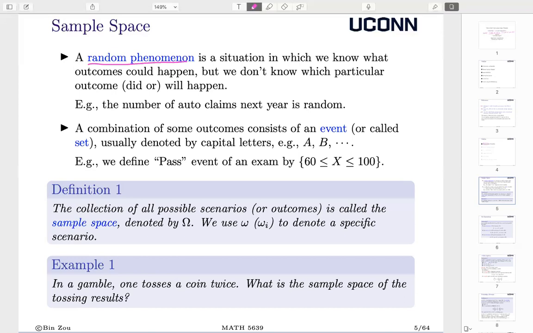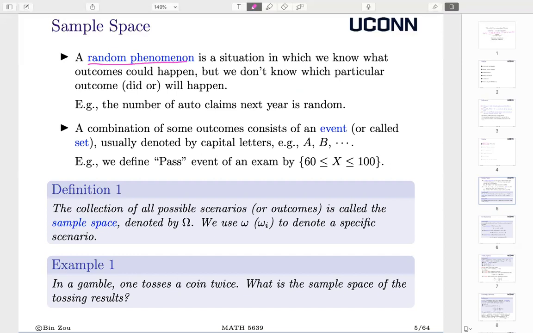It's an event. For instance, we can define the event of pass to be your grade, your score, between 60 and 100. So if the aggregate score of you from this course is greater than 60 points, you will pass. So that's how we define an event, for instance. And usually we use capital letters to denote events, like A, B, C, D.